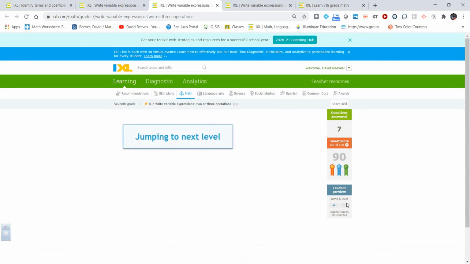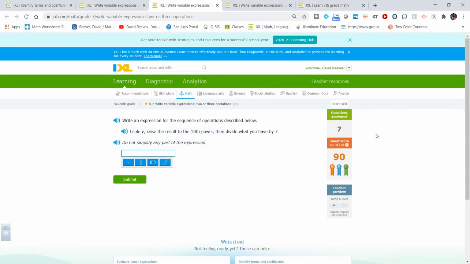Okay, let's see what they have in the challenge zone. Oh, there is no challenge zone. I got to 90, but it didn't say challenge zone. Triple y, raise the result to the 10th power, then divide what you have by 7. Oh my goodness. Well, I'm going to start with a fraction, and I'm going to put divided by 7. If you're wondering why I did that, it's because I knew I was going to need to do this as a fraction.